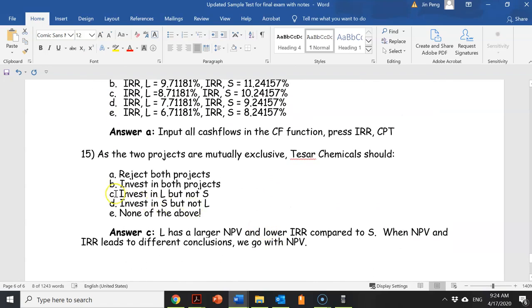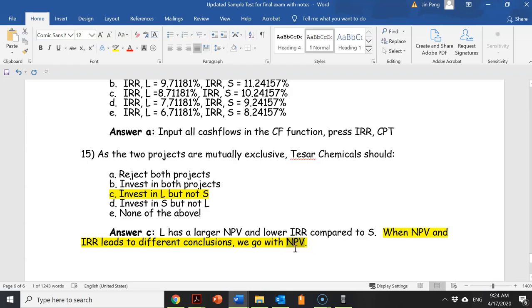So the right option is option C. We should invest in L but not S. L has a larger NPV and a lower IRR compared to S. When NPV and IRR lead to different conclusions, we go with NPV. NPV is a better measure compared to IRR because we assume WACC is the reinvestment rate. For IRR, we assume IRR is the reinvestment rate. So the discount rate or reinvestment rate is more realistic for NPV. We think NPV is a better measure.